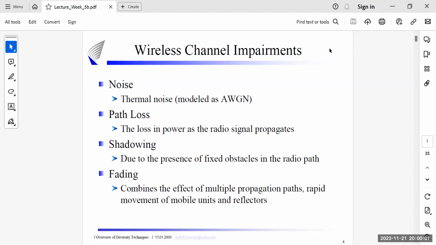Bismillahirrahmanirrahim. Wireless channel impairments. The first impairment is noise. You cannot get rid of noise. Noise is everywhere because it is actually the thermal noise that is everywhere.